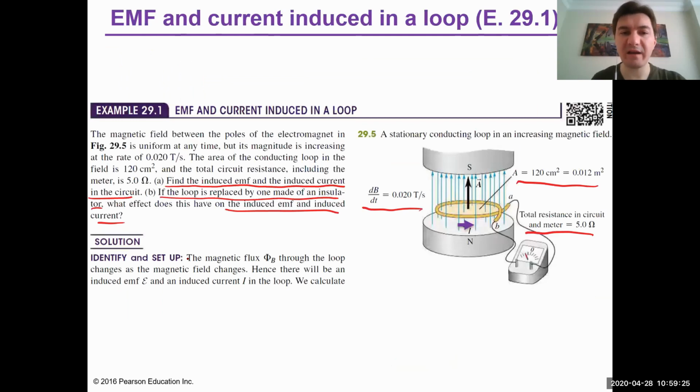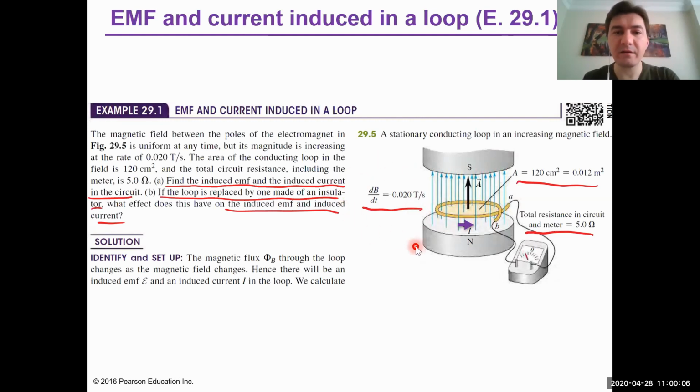Here we have one example. The magnetic field between the poles of an electromagnet is uniform at any time, but its magnitude is increasing at the rate of 0.02 Tesla per second. Here we have an electromagnet. This is the N pole of the electromagnet. This is the S pole of the electromagnet. And there is a magnetic field in between, and this magnetic field is not constant. It is increasing by time.